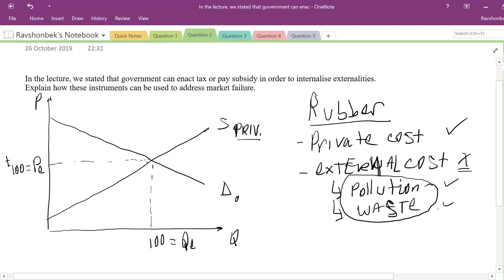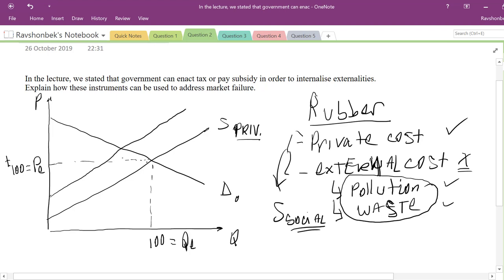Now, if the rubber manufacturer were to consider the costs together, sum this up, and say social costs, remember this would be a social cost. Social cost would be a private cost and an external cost. So if the rubber manufacturer considers the external cost in addition to private cost, then there is another supply curve. That is called the social cost curve.